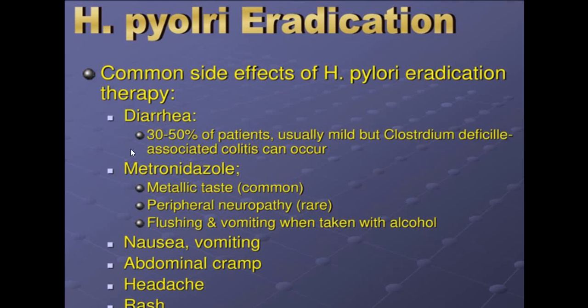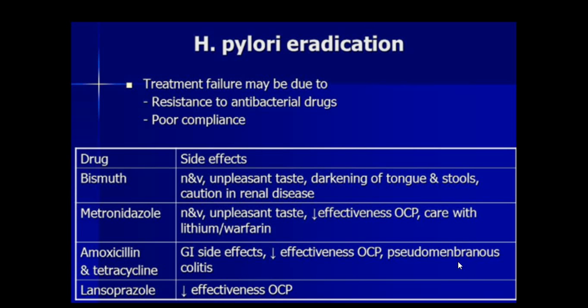As such, because of 2 antibiotics, metronidazole itself can produce nausea, vomiting, abdominal cramps, headache, rash, and antibiotic resistance. Bismuth can produce nausea, vomiting, unpleasant taste, darkening of the tongue, darkening of the stool, etc., and also a little chance of renal toxicity. Yes, use of antibiotics brings resistance to antibacterial drugs, and the person will have poor compliance because you have to give it for a longer period.